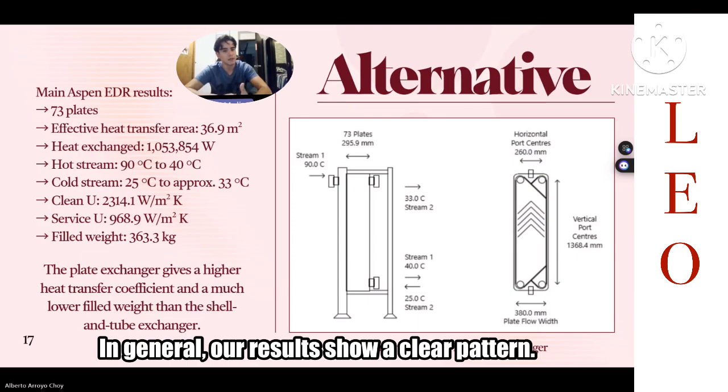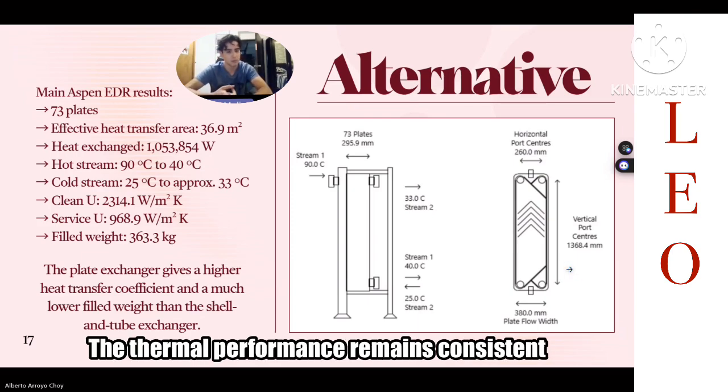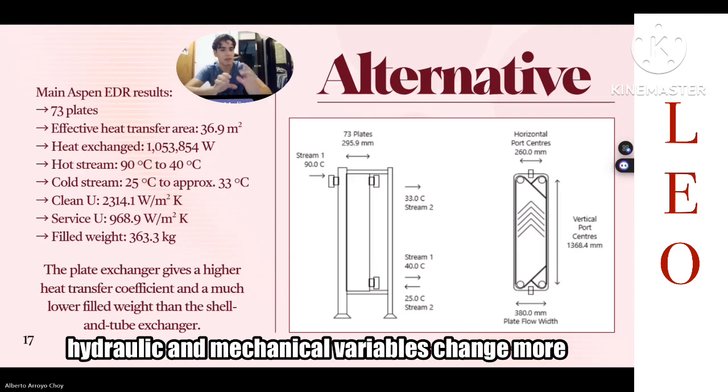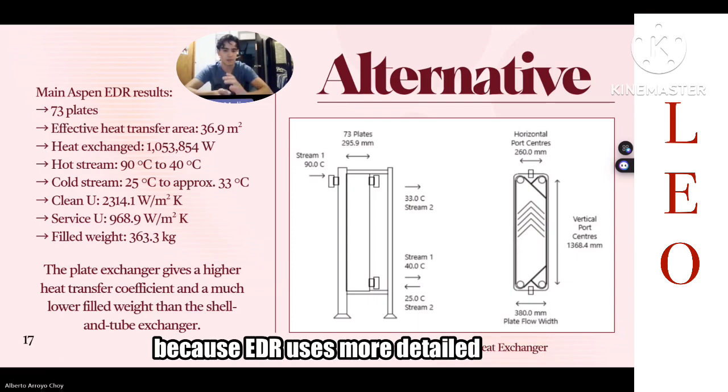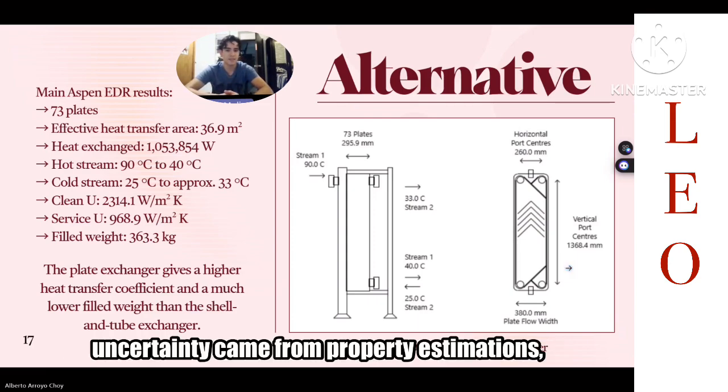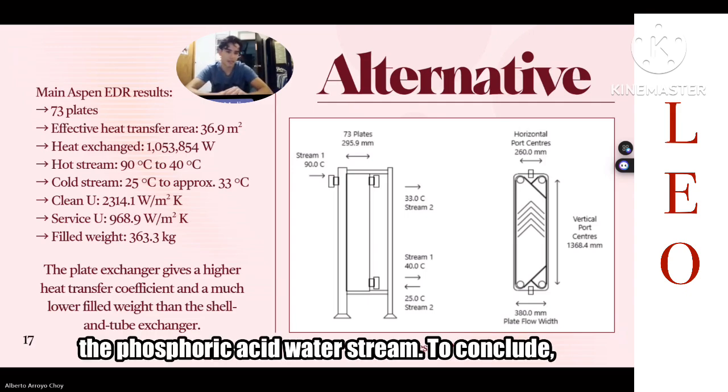In general, our results show a clear pattern. The thermal performance remained consistent between IQ 2008B, our last course, and Aspen EDR, but the hydraulic and mechanical variables change more because EDR uses more detailed geometry-based calculations. The main uncertainty came from property estimation, especially for the phosphoric acid water stream.